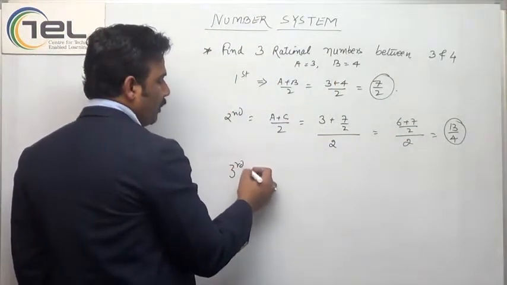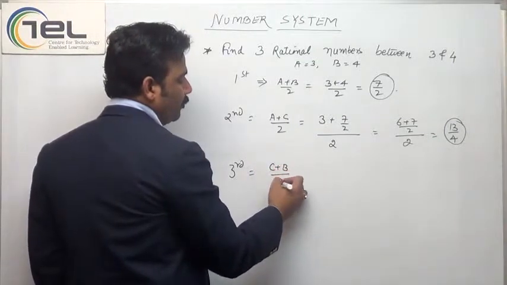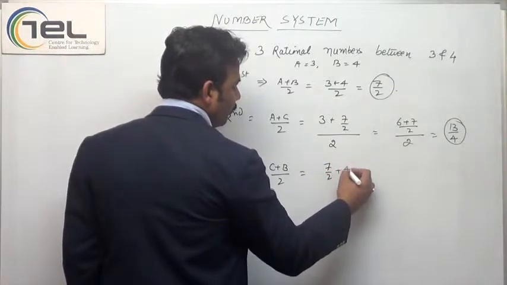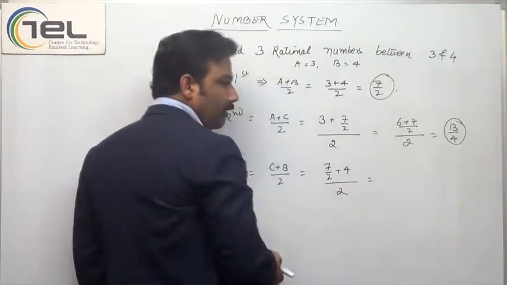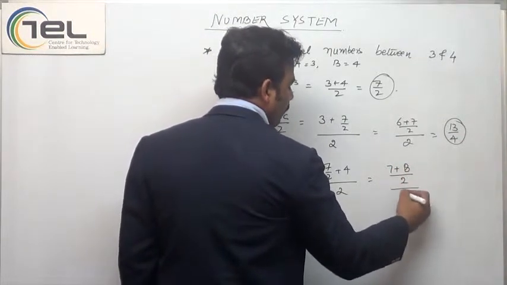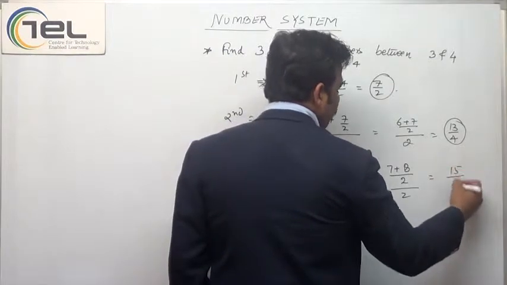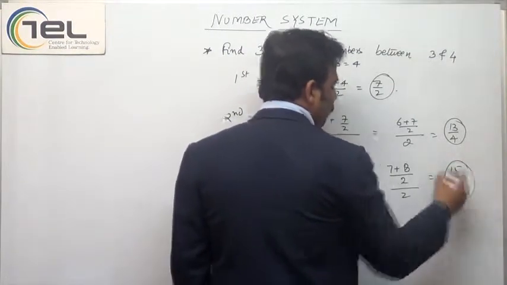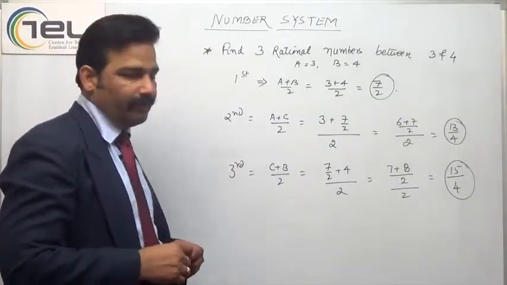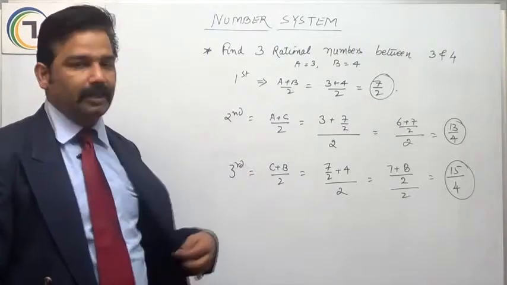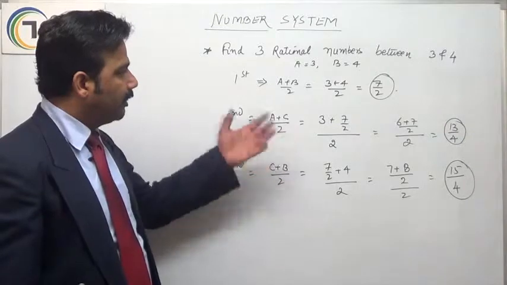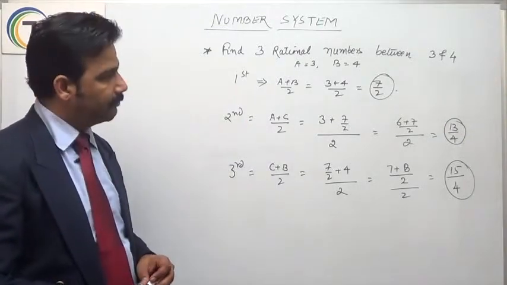And the third one, I have (C plus B) by 2, where C is given as 7 by 2, plus 4. It will be (7 plus 8) by 2 by 2, and it is 15 by 4. So I have these numbers: 7 by 2, 13 by 4 and 15 by 4. All these numbers are given here, and I can easily have all these numbers. Clear?